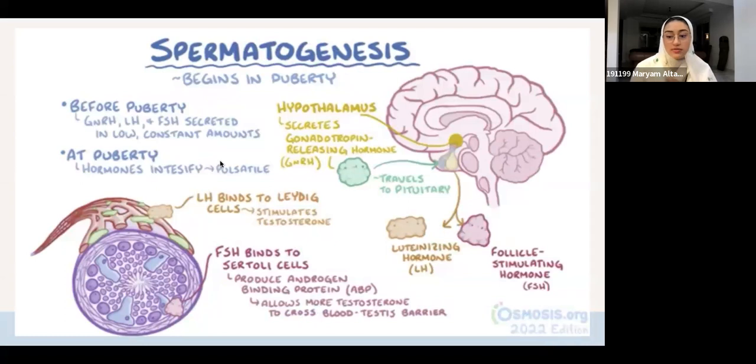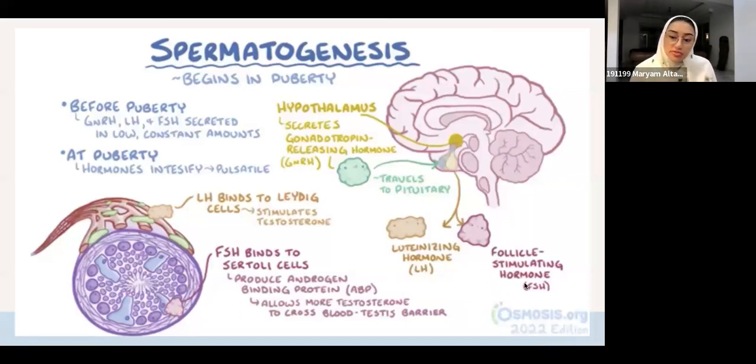And then we have the process of spermatogenesis. This starts in puberty. Same thing we talked about for the female reproductive system, where before puberty, your GnRH, LH, and FSH are low and continuous. So your pituitary doesn't really detect that there's anything going on. But at puberty, these hormones intensify. Remember, they become pulsatile. They go up and down and up and down. And what happens then is you get secretion of your LH and your FSH.